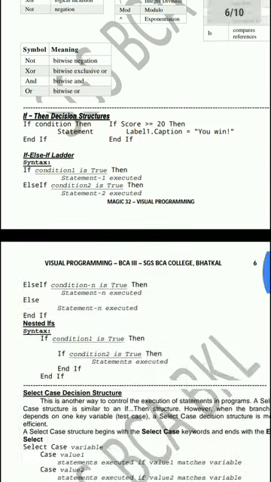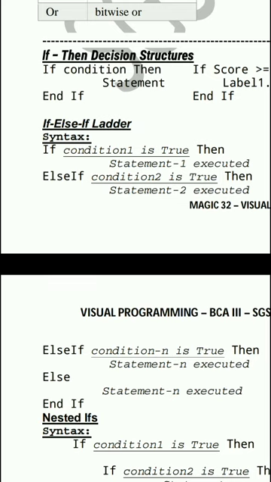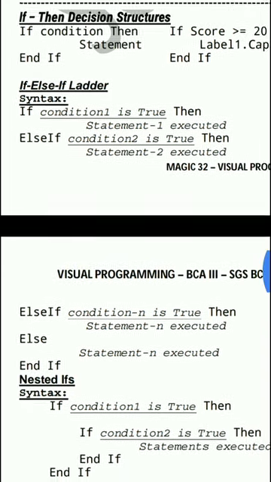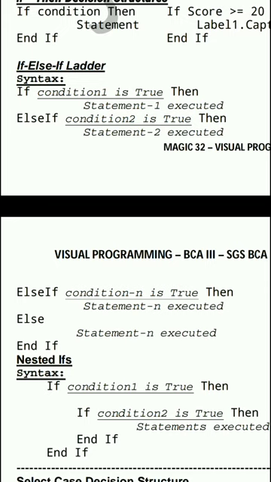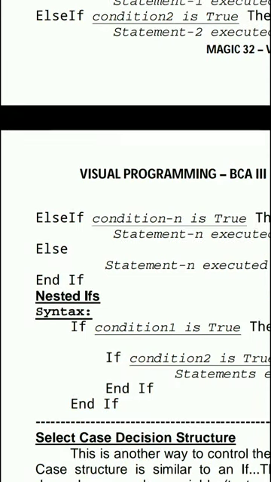VB also supports different conditions. It has the if statement: if condition, then the condition can be true or false. If the condition is true, the statement executes. If not, it exits. If condition, then statement, end if. There's another part called the if else if ladder, where the condition is tested first. If the condition is true, then the first statement is executed. If the condition is false, then we check the second condition. Similarly, we go through till the last condition. If all the conditions are false, then the last statement, statement n, is executed.